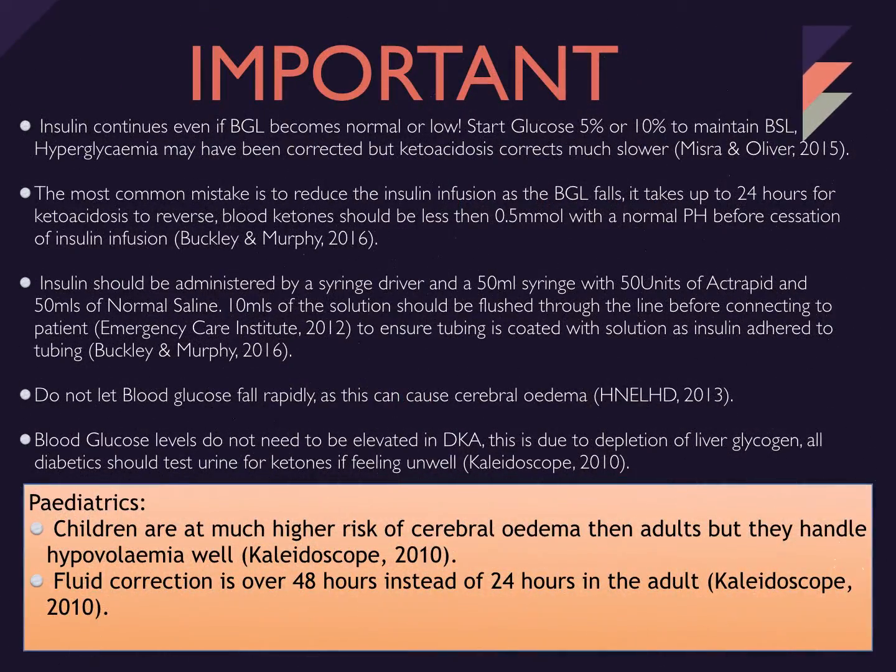Just some important facts here. Insulin continues even if the blood glucose level becomes normal or low. Start glucose 5% or 10% to maintain BSL. Hyperglycemia may have been corrected, but ketoacidosis corrects much slower. The most common mistake is to reduce the insulin infusion as the BGL falls. It takes up to 24 hours for ketoacidosis to reverse, and blood ketones should be less than 0.5 millimoles with a normal pH before cessation of insulin infusion.